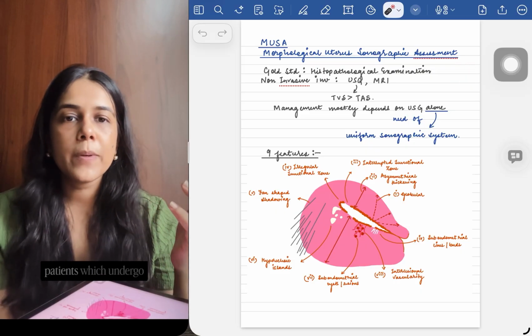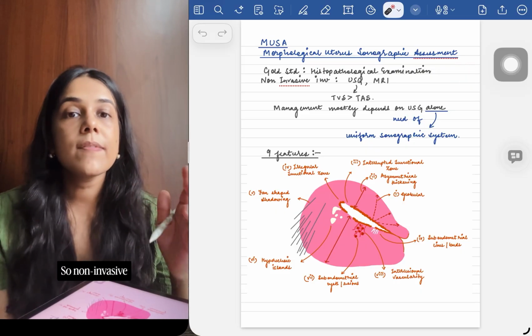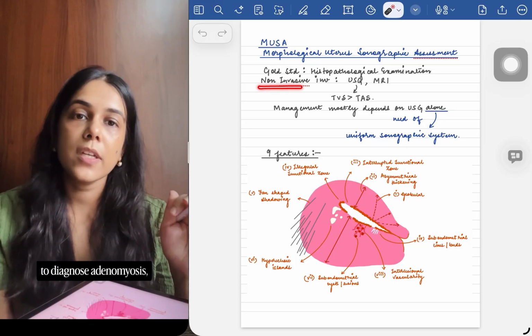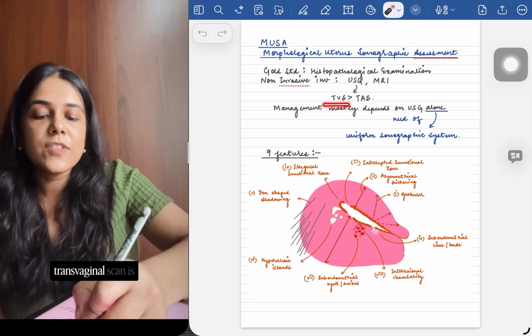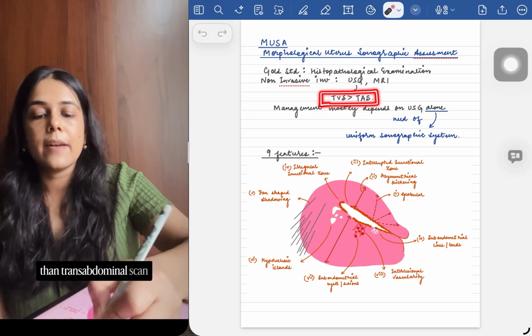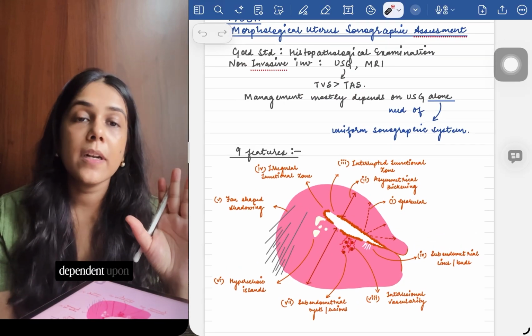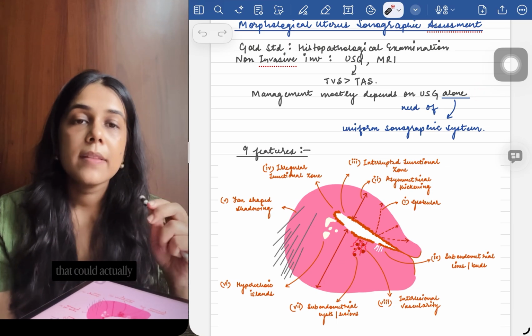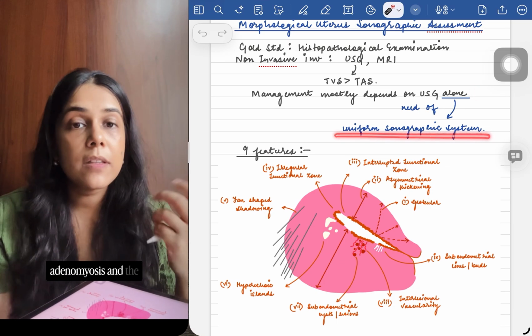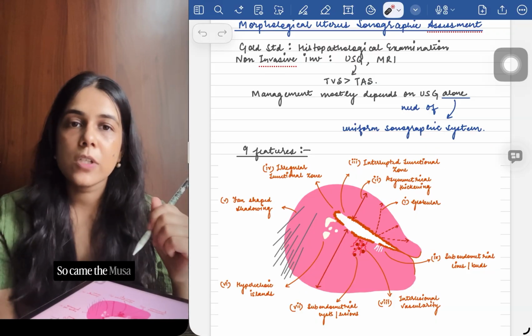But there are very few patients who undergo hysterectomy, so non-invasive investigations are needed to diagnose adenomyosis, which include ultrasound and MRI. In ultrasound also, transvaginal scan is better than transabdominal scan. Management was usually dependent upon ultrasound alone. So there was a need for a standard uniform system that could actually diagnose adenomyosis and the features related to it. So came the MUSA classification system.